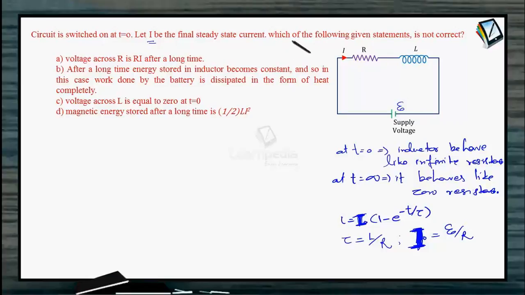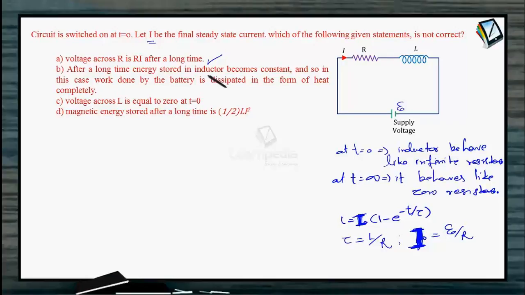Here in this question, which of the following given statements is not correct? We have to find which of these statements is not correct. So first let's select which of these statements are correct. Voltage across R is IR after a long time. So this statement has to be correct anyway, because IR is the potential difference across the resistance.